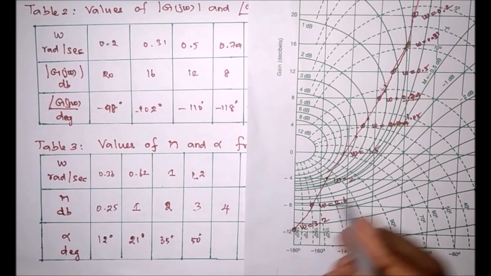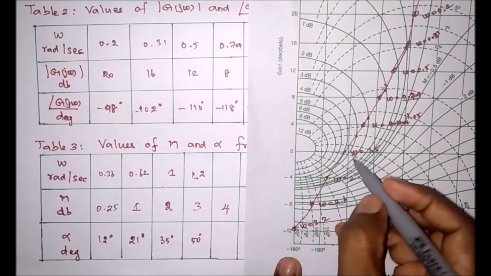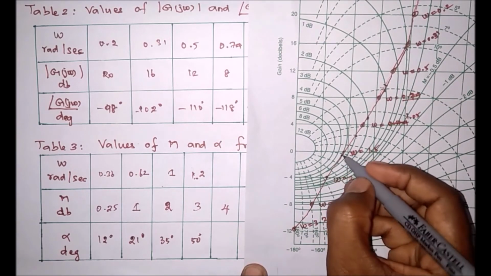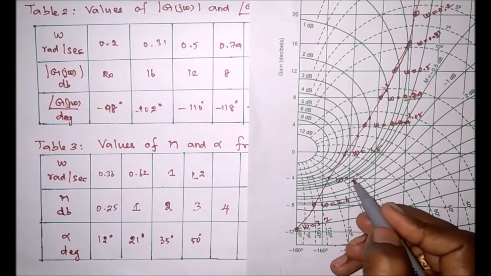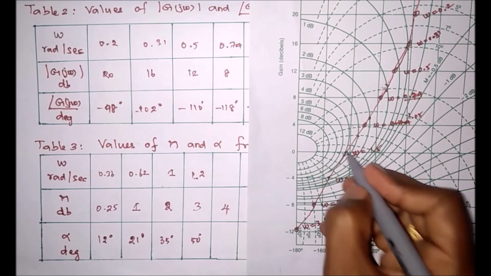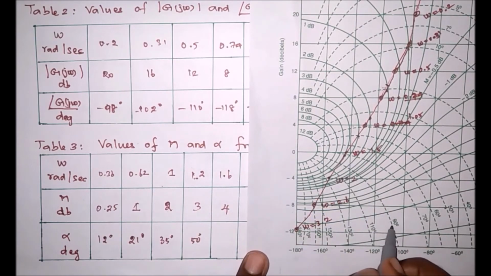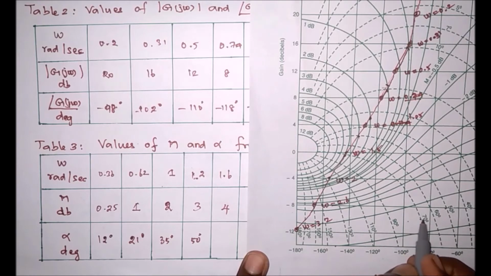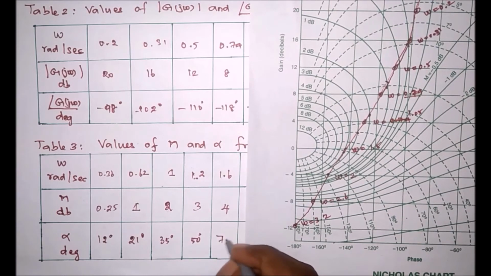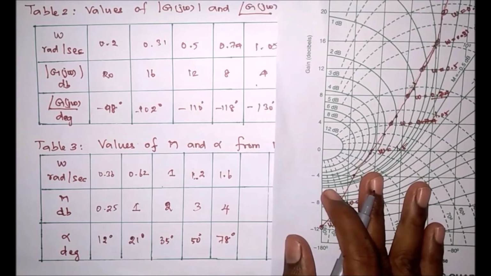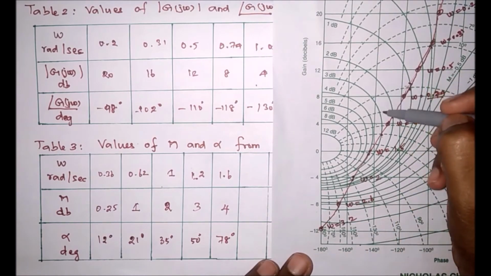Here we can consider 4. So this is the M circle whose magnitude is 4 decibel. Actually it is touching at this point. So its omega value, this is 1.5, this is omega equal to 2, so it may be around 1.6. The corresponding angle, this is 70, this is 90. It means it is 80, so it will come around 78. So now the angle is 78 degree.